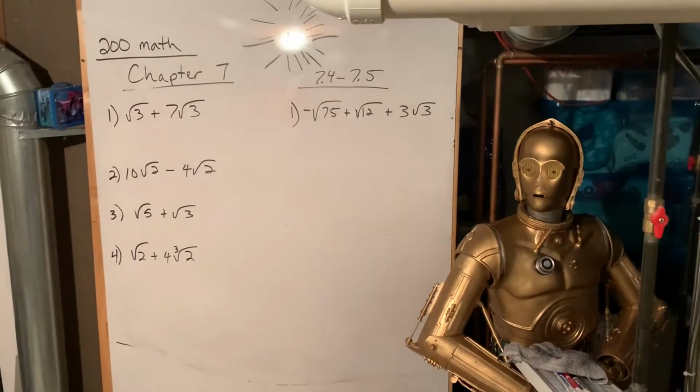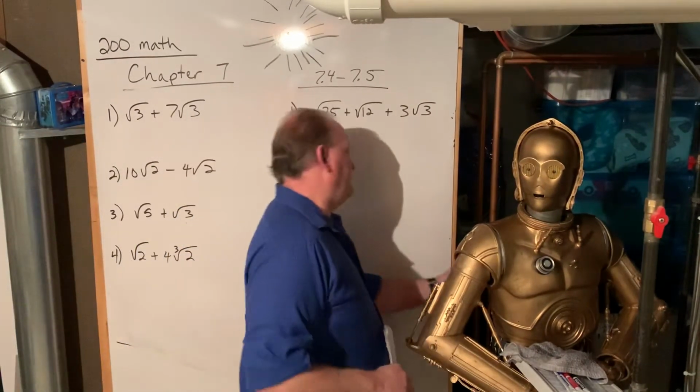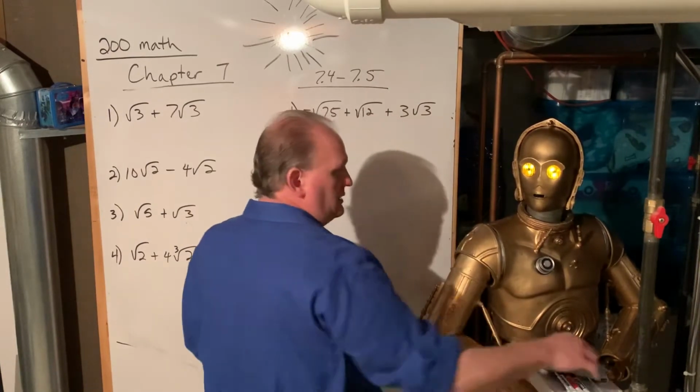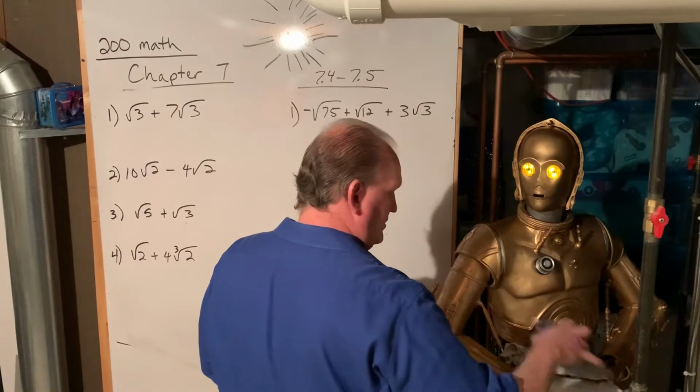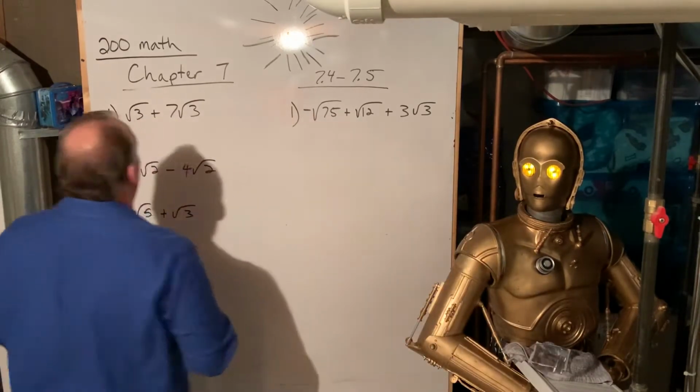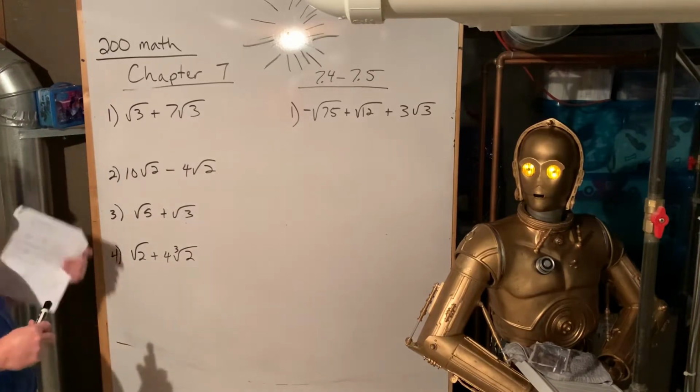Okay, we're back. We're looking at 7.4, 7.5. We'll get C-3PO with the TA fired up here. So chapter 7, Math 200, 7.4 and 7.5.